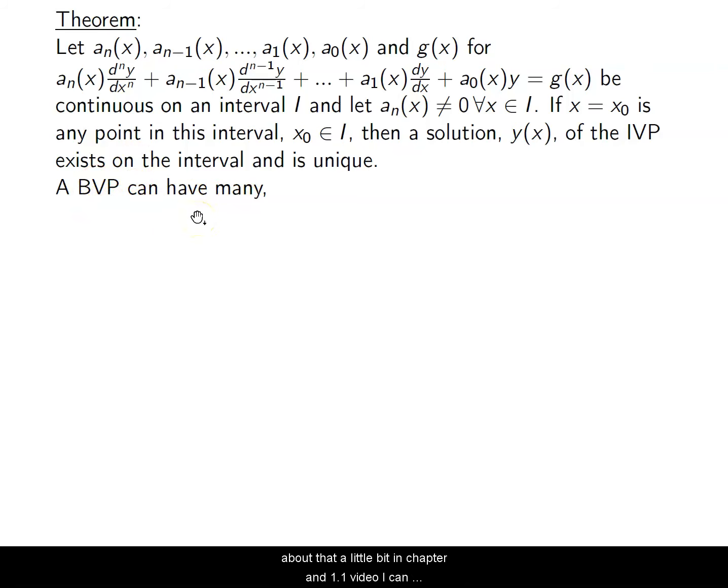When we talk about boundary value problems, we already know it can have mixed results. We talked about that a little bit in the chapter 1.1 video. I can have many, one, or no solutions for boundary value problems. There are no conditions regarding solutions to those, so it's really a case-by-case basis.